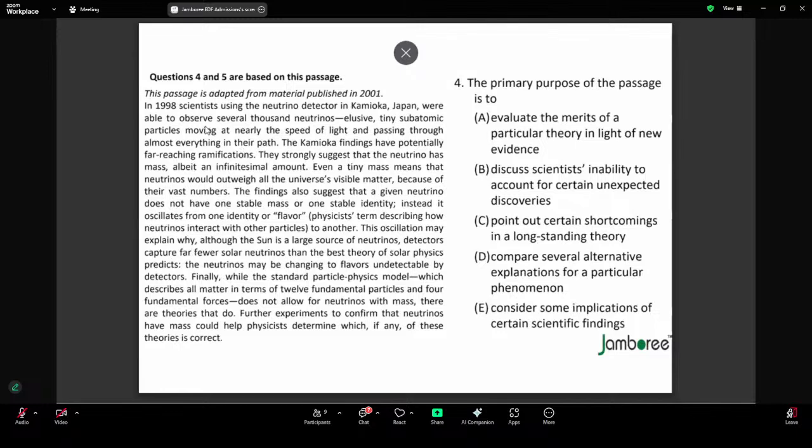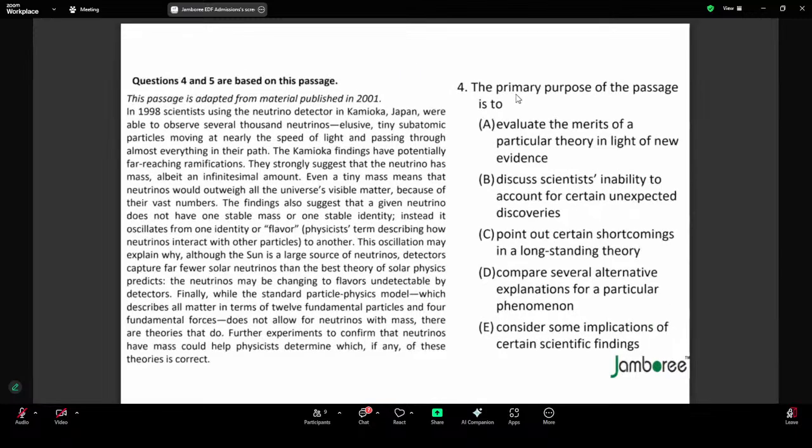All right, so because it's asking for the primary purpose, we have no choice but to read it. In 1998, neutrino detectors in Kamioka, Japan were able to observe thousands of neutrinos, several thousand. They're saying they're generally elusive. Somebody who's always avoiding something, very elusive, difficult to find, moving at nearly the speed of light, passing through almost every path. So one key element they're saying, these findings have potentially far-reaching ramifications, which is another word for consequences.